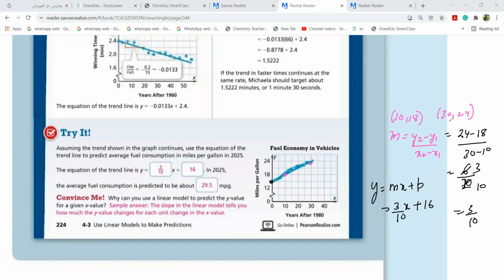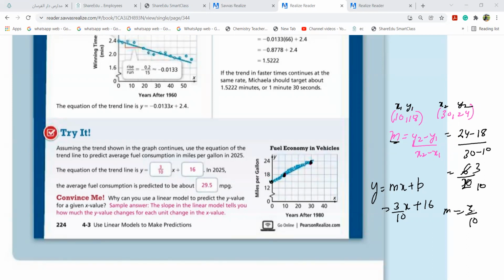Why did I take these 2 points, Maria? 10, 18. I took 10, 18, and I took this point. Any 2 points you can take. 10, 18 and 30, 24. I took 2 points, and you know this is x1, y1 and this is x2, y2. To know the slope, you have a formula: y2 minus y1 over x2 minus x1. I found it out, I got 3 over 10. So my slope, my m, is 3 over 10.